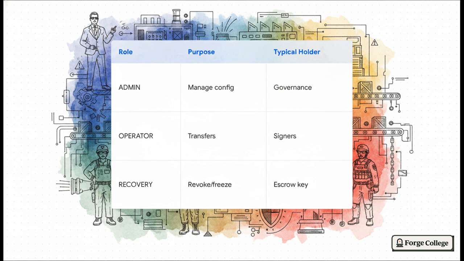And finally, the recovery role. Think of this as your emergency security team. Their sole job, literally their only job, is to revoke or freeze compromised roles and trigger recovery flows. They don't actually have the power to move funds themselves, only to stop bad things from happening. It's basically an escrowed emergency key.